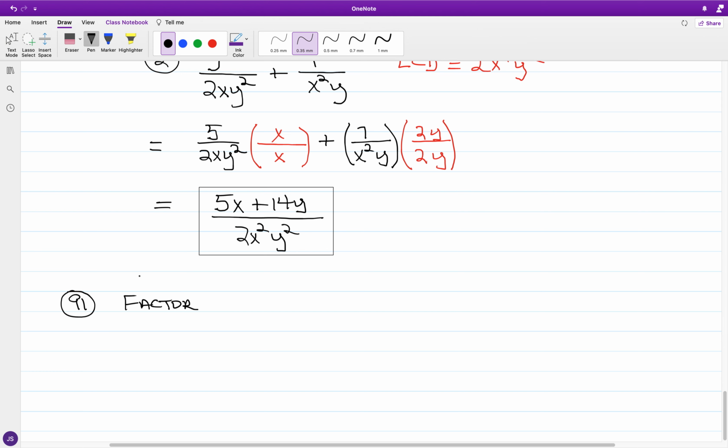So again, we have with factoring. Again, that was 50x cubed plus 160x squared y, and we have plus 128x y squared.